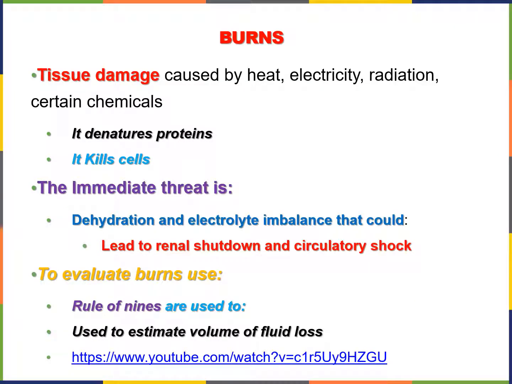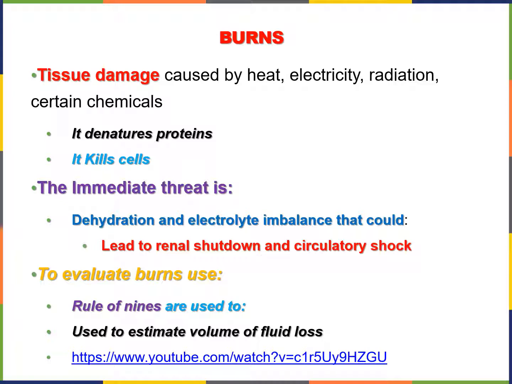Burns are tissue damage caused by heat, electricity, radiation, or certain chemicals. They denature and destroy the proteins and kill the cells there. The immediate threat with burns is dehydration of the person, with electrolyte imbalances that can cause renal shutdown and or cardiac arrhythmias.